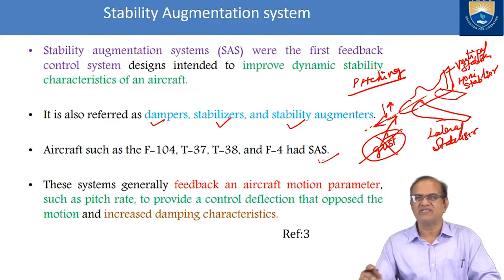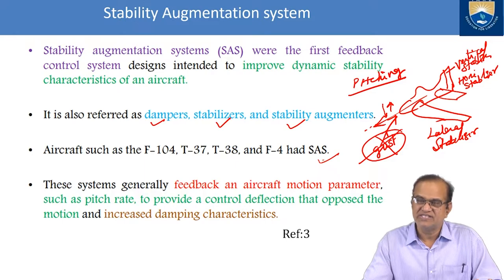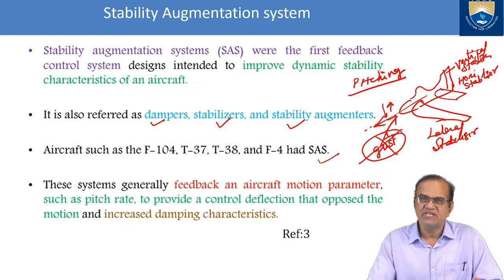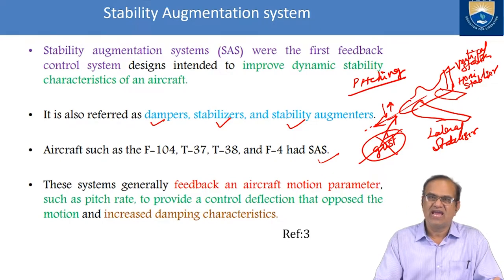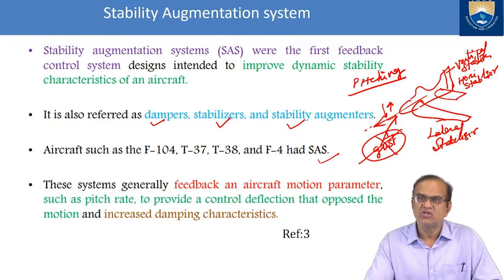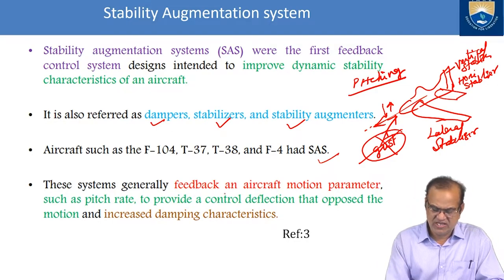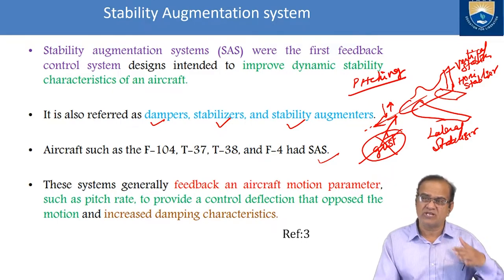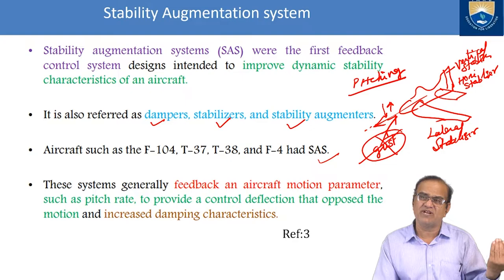These are the old aircraft. Initially they developed and used this SAS system. These systems generally feed back aircraft motion parameters, such as pitch rate, to provide a controlled deflection that opposes the motion and increases damping characteristics. So motion, how it is moving, and they will give the feedback accordingly.